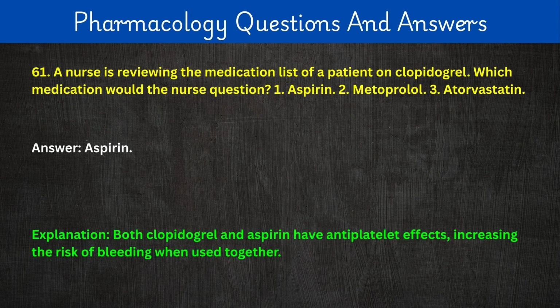61. A nurse is reviewing the medication list of a patient on clopidogrel. Which medication would the nurse question? 1. Aspirin. 2. Metoprolol. 3. Atorvastatin. Answer: aspirin. Explanation: both clopidogrel and aspirin have antiplatelet effects, increasing the risk of bleeding when used together.